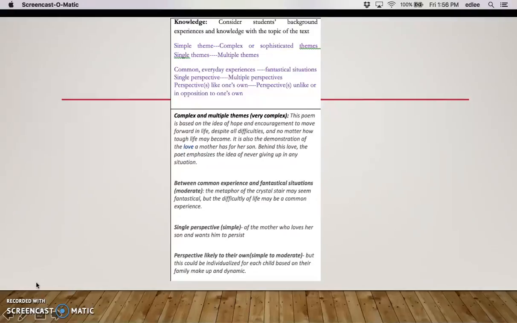The next piece is to think about what perspective it is written from, single or multiple. In this case, it is written from a single perspective, the perspective of a mother who loves her son and wants him to persist. So in this area, the poem is simple, not very complex. Finally, we want to consider, is this single perspective likely to link to students' own perspectives or be unlike the student's perspective? In this case, depending on the students in front of you, you may say this is simple to moderate. It's going to be more individualized based on the student's family makeup and dynamic.